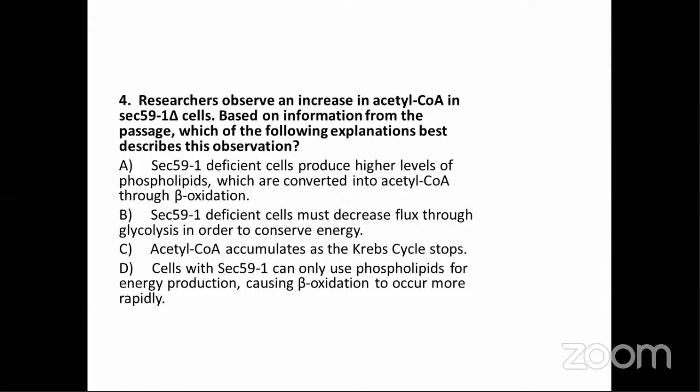So like when we talked about those desmosomes, we can just eliminate those answers when they go way beyond, and like you said, some of them are just straight up ridiculous. Like in this question, D, cells with SEC59 can only use phospholipids. That's kind of extreme, and we're not really sure because there might be other ways. We said glucose was the major way. So the point is that we can eliminate answers also based on the fact that they're nonsensical or, like you said, just too extreme.